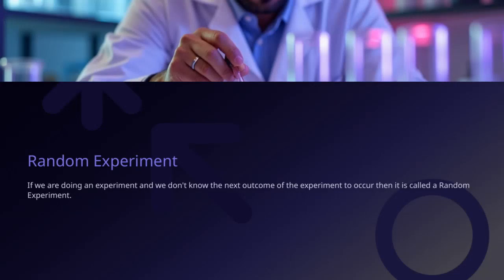Now let's talk about what we mean by a random experiment. Essentially, if you're conducting an experiment and you don't know in advance what the next outcome will be, then you're dealing with what we call a random experiment. The key point here is the element of unpredictability. Each time you perform the experiment, the result could be different, and you can't precisely predict it beforehand.